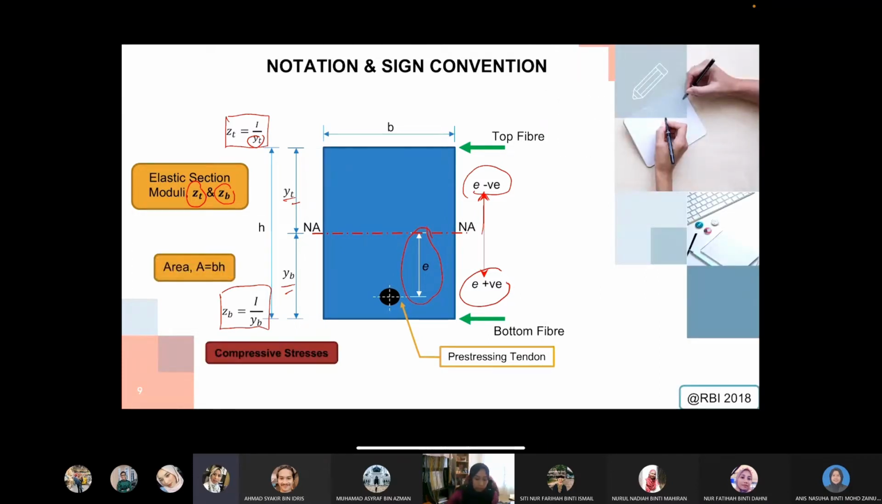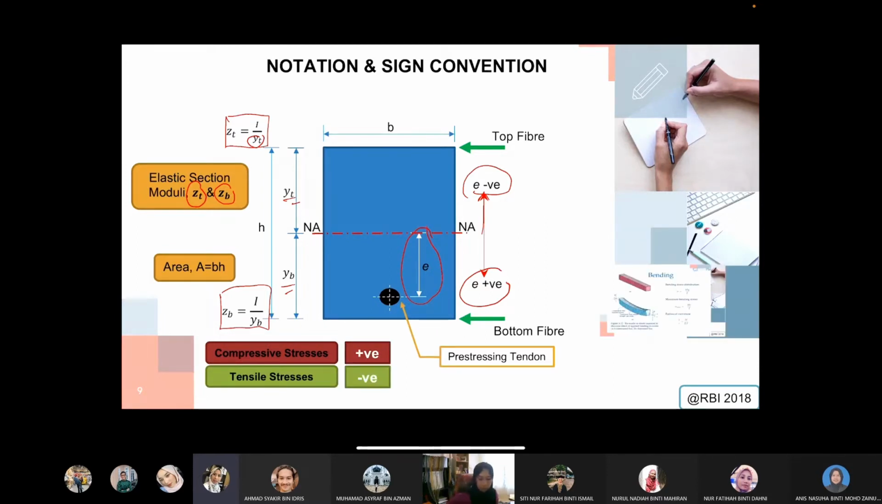Then you have the area, and the compressive stresses and tensile stresses. Compression is positive and tension is negative. I always hold to this: when you compress, it is positive, and when you have tensile, it becomes negative. Because when you compress, it will elongate the other way, so it increases the length. But with tension, the stress will pull, and you will get it a bit shorter, so it goes negative.